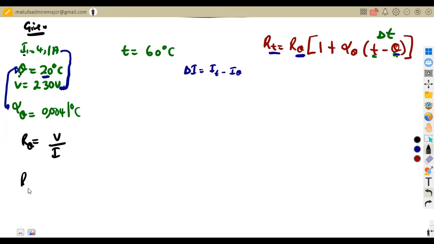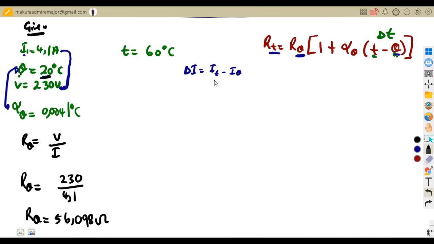All right, so we are going to have our R theta as the voltage of 230, which is our terminal voltage, over the input current of 4,1. So that will be R theta is going to be 56,098 ohms in this case. So this is giving us the resistance corresponding at 20 degrees. We are talking about at 20 degrees Celsius.